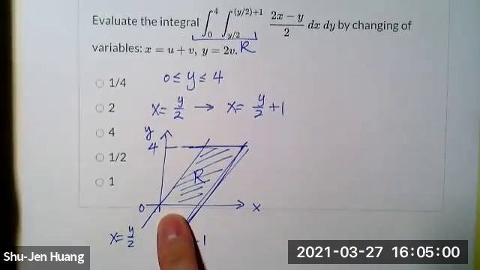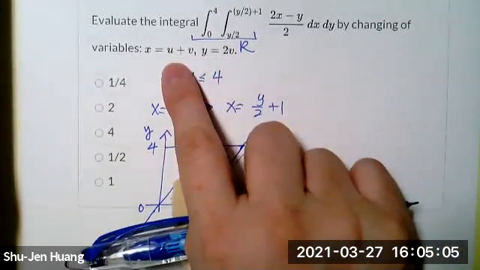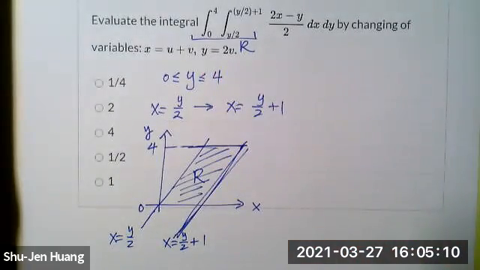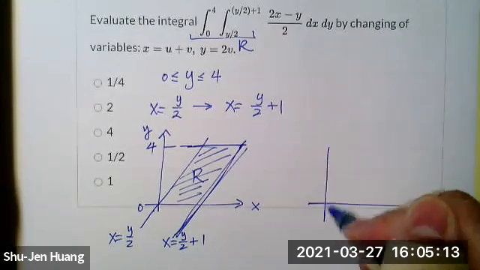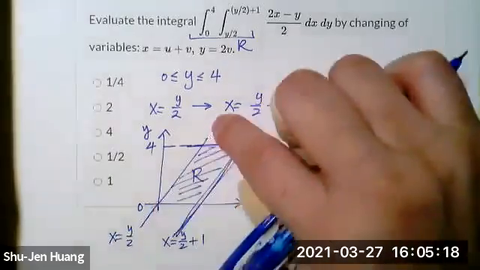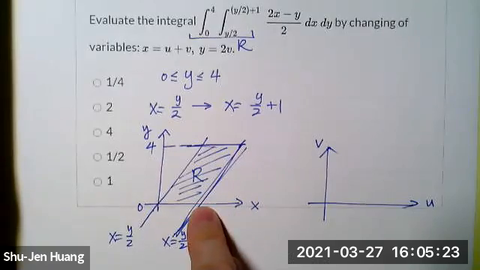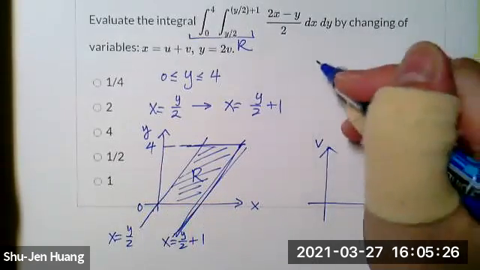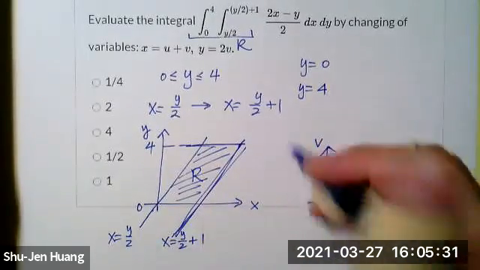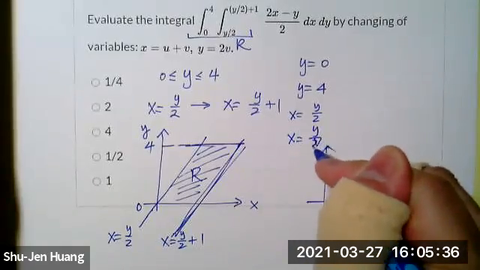It is a parallelogram. Now we're going to do the change of variables x equals u plus v, y equals 2v. We want to find the corresponding region on the uv plane. For this parallelogram, there are four line segments: y equals 0, y equals 4, x equals y over 2, and x equals y over 2 plus 1.